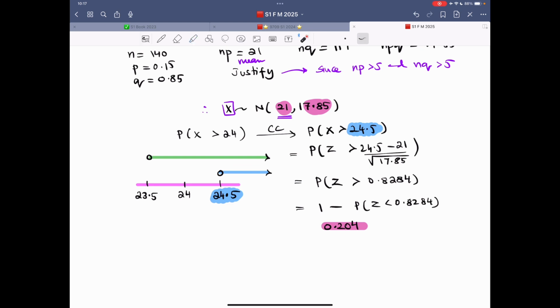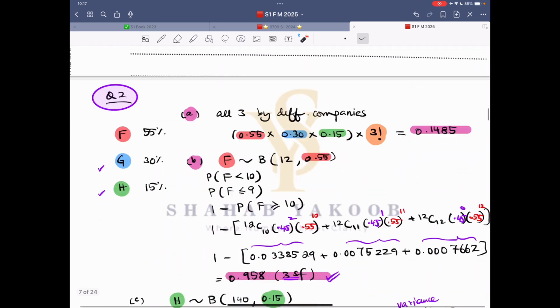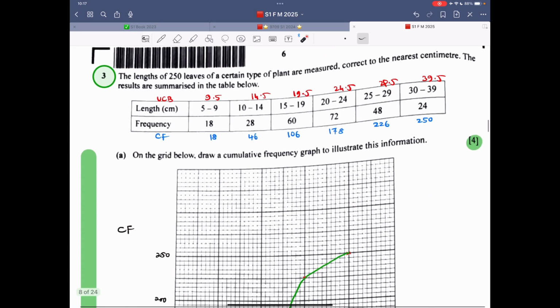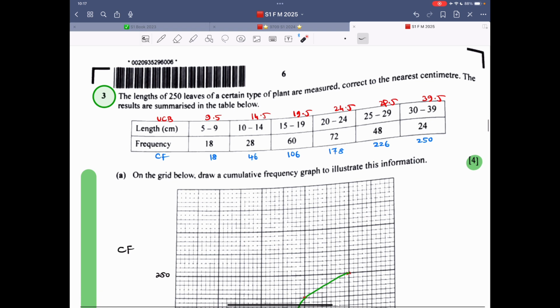And then it's back to the basics. You standardize, you get the z value, z greater than something is 1 minus probability z lesser than something, subtract, and then you get the answer. So that is how question number 2 is done. Now question number 3. This is cumulative frequency.